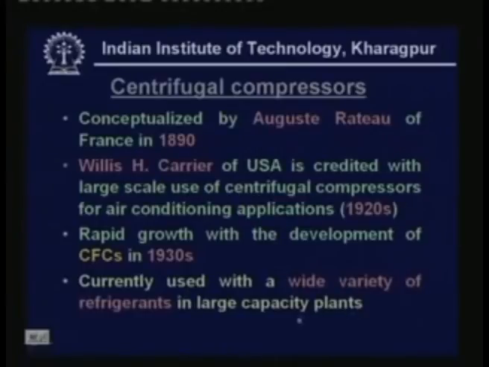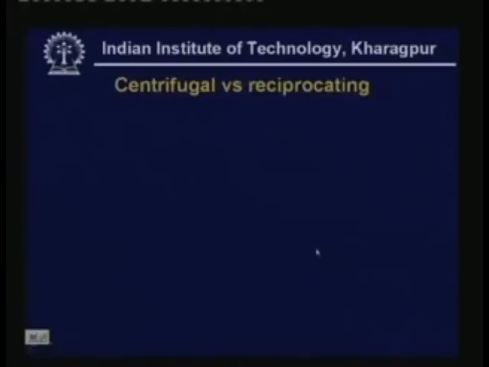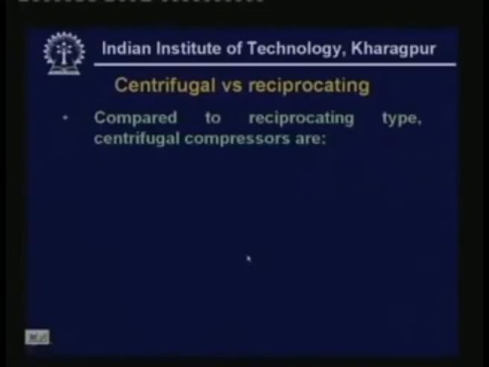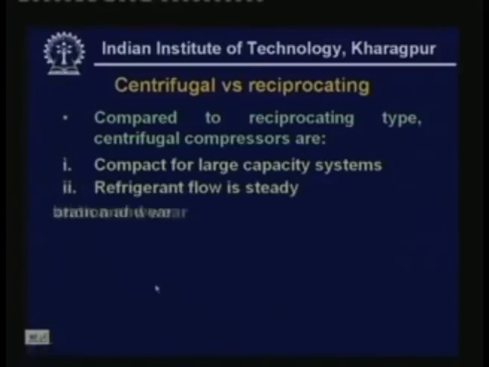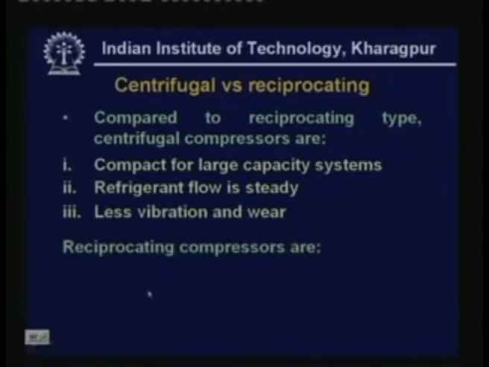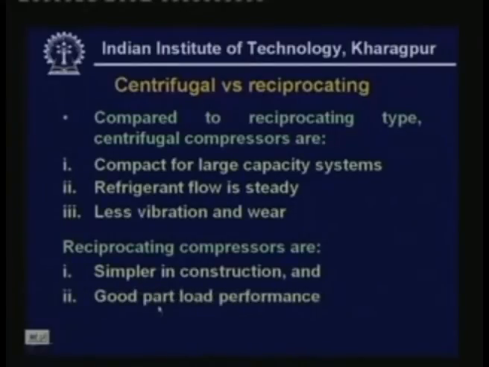Currently, they are used for a wide variety of applications with a wide variety of refrigerants, mainly in large capacity plants. Now let us look at a brief comparison between centrifugal versus reciprocating type of compressors. Compared to reciprocating type, centrifugal compressors are compact for large capacity systems, refrigerant flow is steady, there is less vibration and wear. Reciprocating compressors, on the other hand, are simpler in construction and they are rugged, and they offer good part load performance.